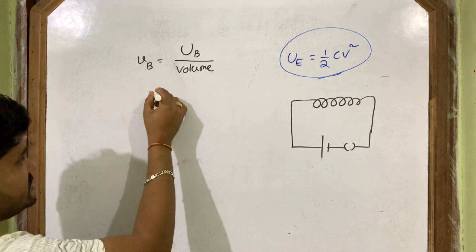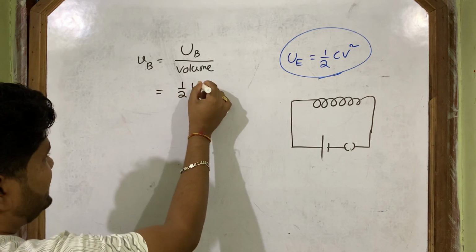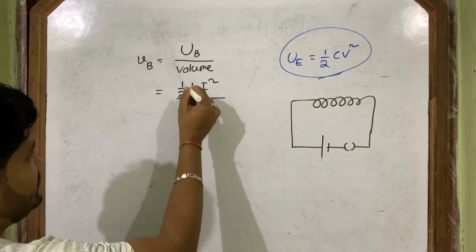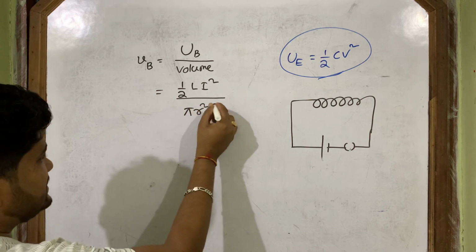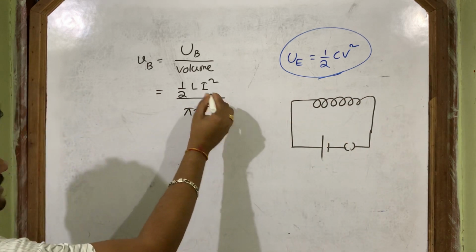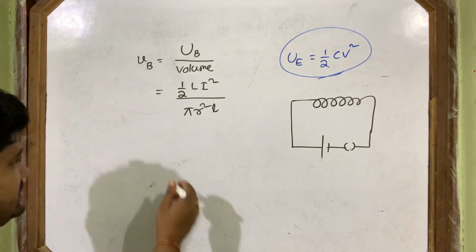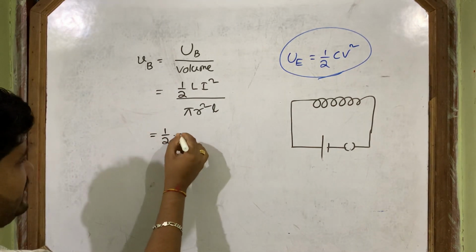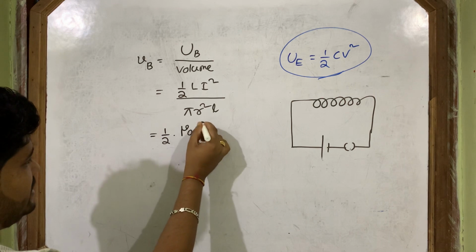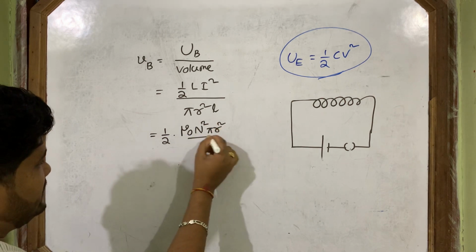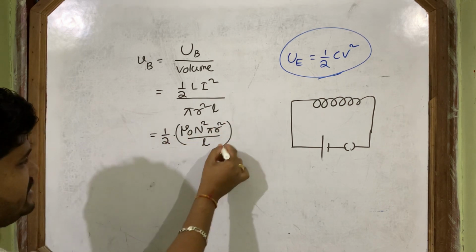How much is the total energy stored? That is half LI square. What is the volume? As it is a cylindrical shape, I write pi r square L is the volume. Cylinder volume formula. So here half L, you put L as mu naught n square pi r square by L. This is the expression of self inductance.